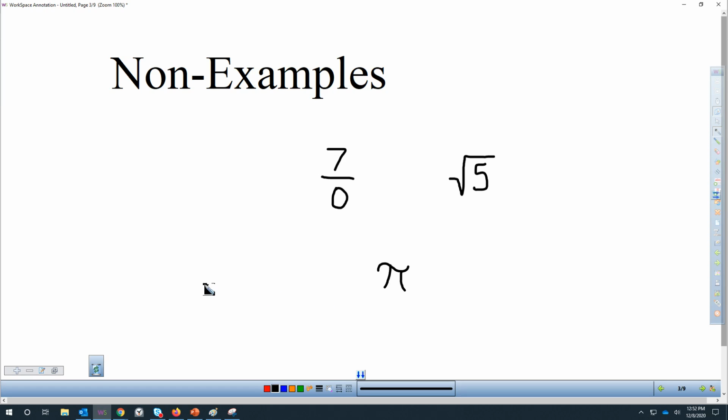Another one, since we've been talking about logs lately: if you were to try to write log base 2 of 9 as a ratio of numbers, you're not going to be able to find numbers that will work. So these are all examples of what we call irrational numbers. They are not equal to ratios of integers.